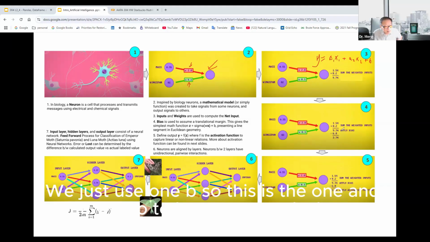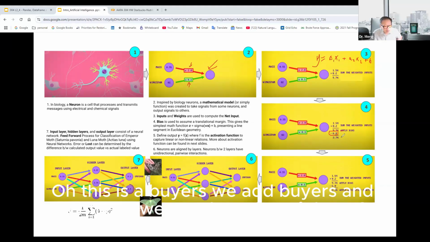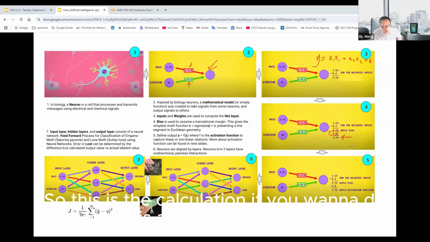Oh, this is the bias. We add bias, and eventually we got the value of 3.74. So this is the calculation. If you want to do that, this is pretty simple stuff, right? So the net input would be 3.70. So the next time we're going to apply activation function.